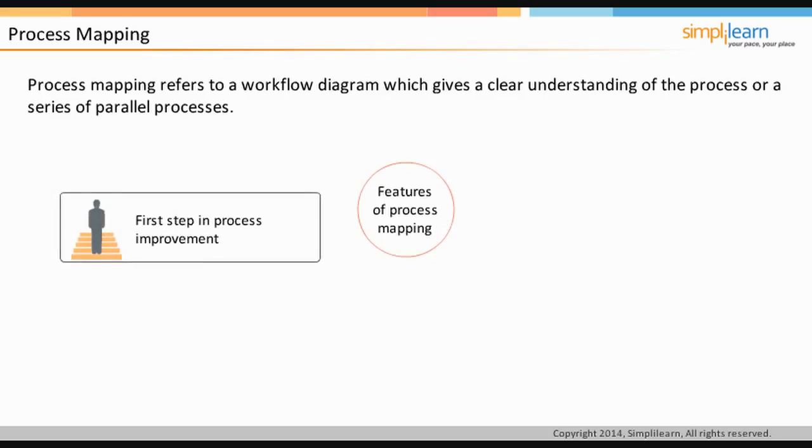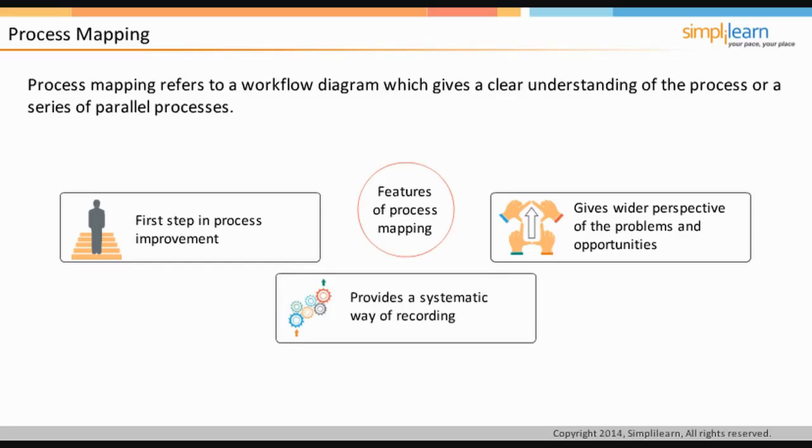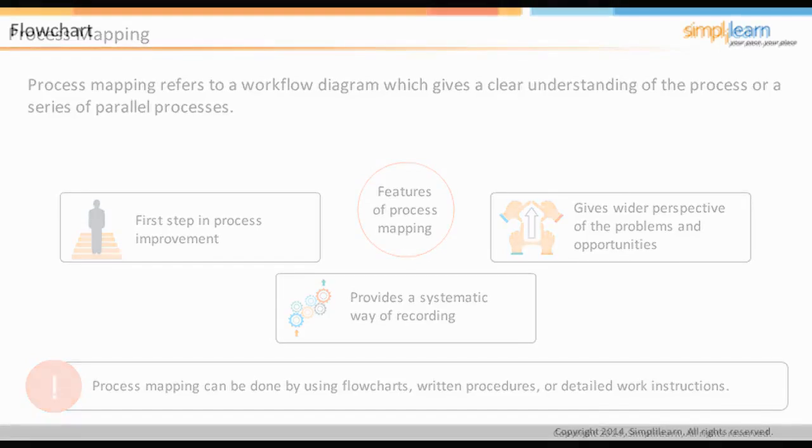Process mapping is usually the first step in process improvement. Process mapping gives a wider perspective of the problems and opportunities for process improvement. It is a systematic way of recording all the activities performed. Process mapping can be done by using any of the methods like flowcharts, written procedures, and detailed work instructions. Let us learn about flowchart in the following screen.